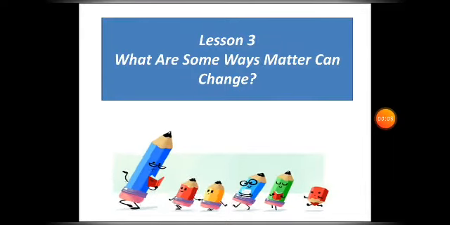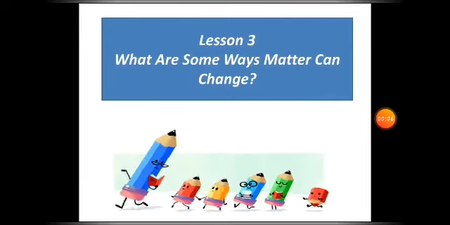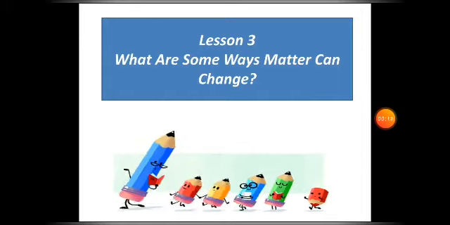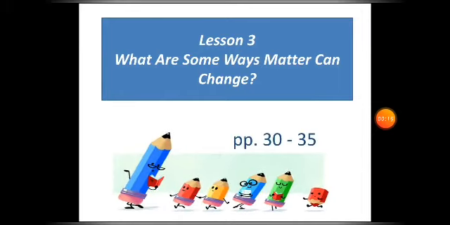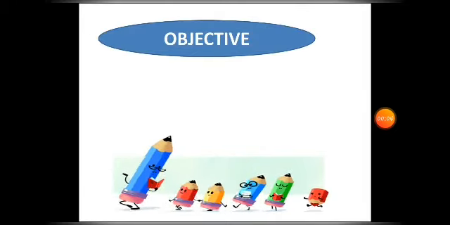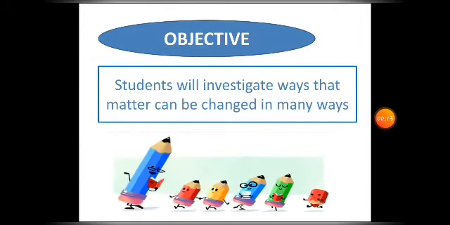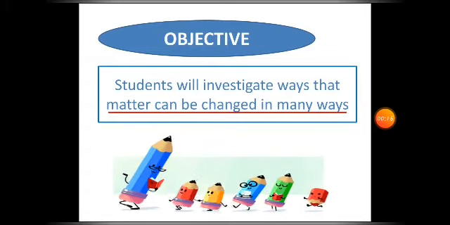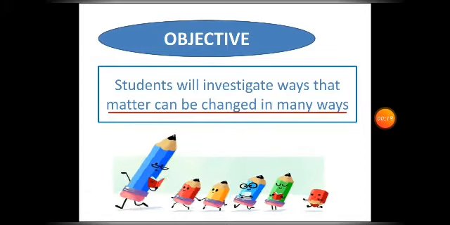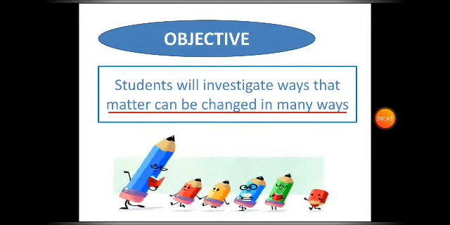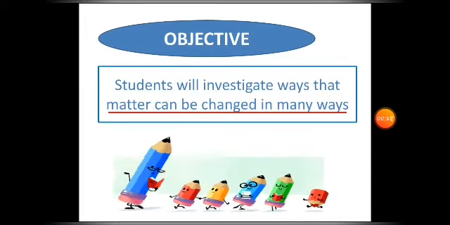For today, we are already with lesson 3. What are some ways matter can change? This will cover pages 30 to 35 of your textbook. As for our objective in this lesson, each one of you is expected to investigate ways on how matter can be changed. Hopefully, at the end of this lesson, you will be able to identify how can we change matter. With that, I want all of you to listen carefully in this video so that you'll be able to understand the lesson well.